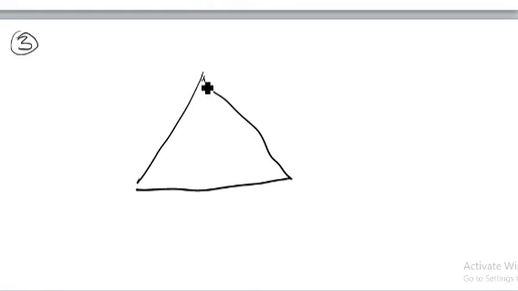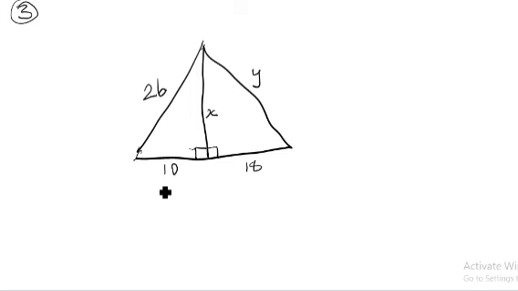Let's say for another example, example 3, we have a triangle of this form. Here is x. This is just a sketch, it's not to scale. Let's say here is 26, here is y, here is 10, and here is 18. And this indicates a right angle. Both are right angles. Now let's solve this problem. Solution.